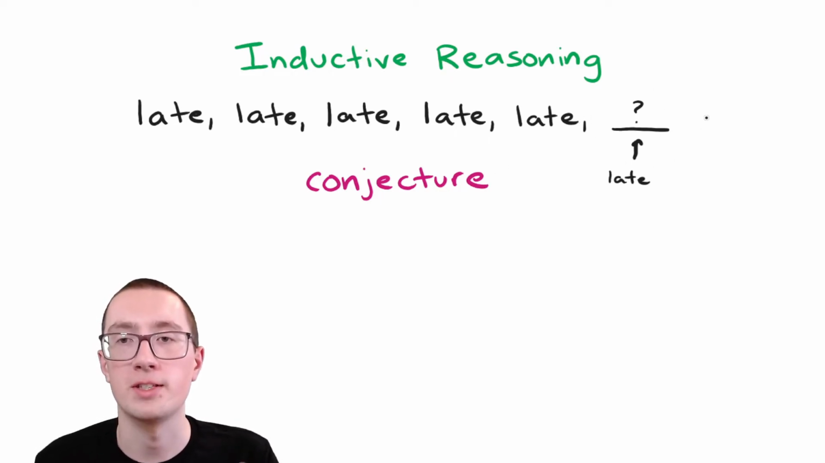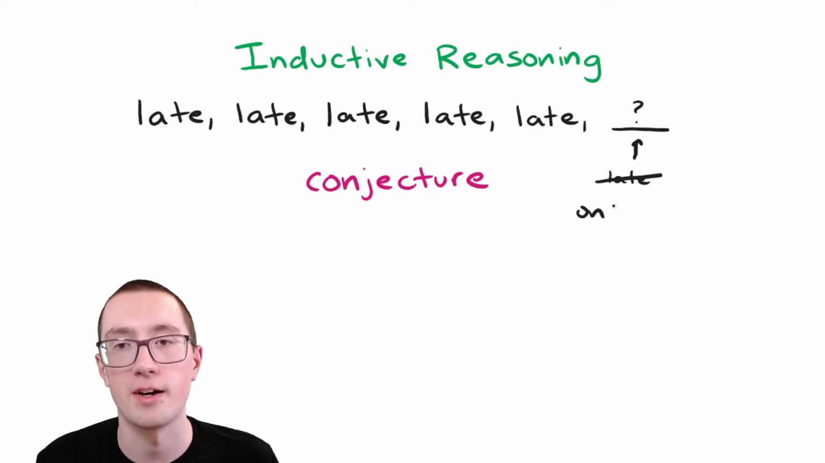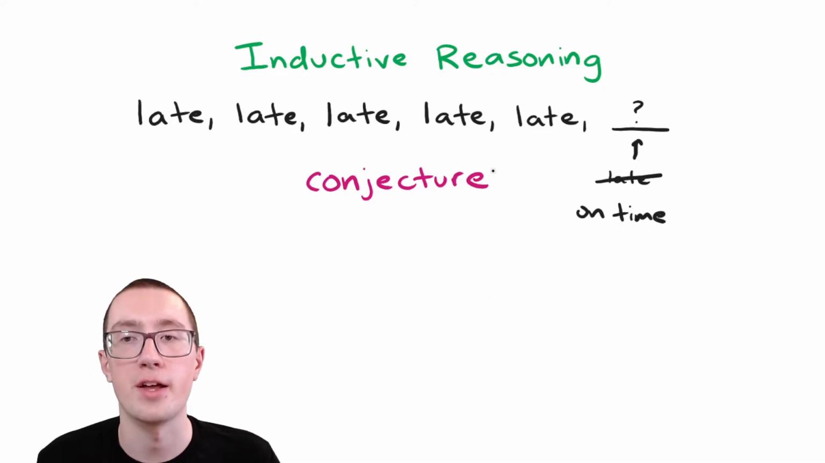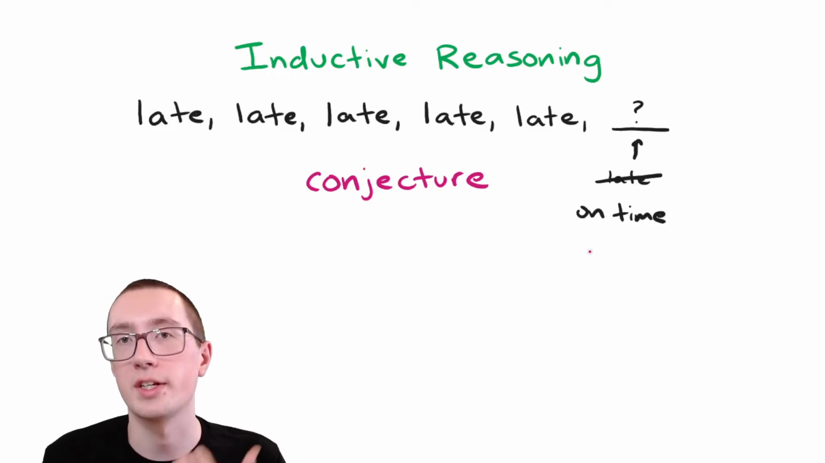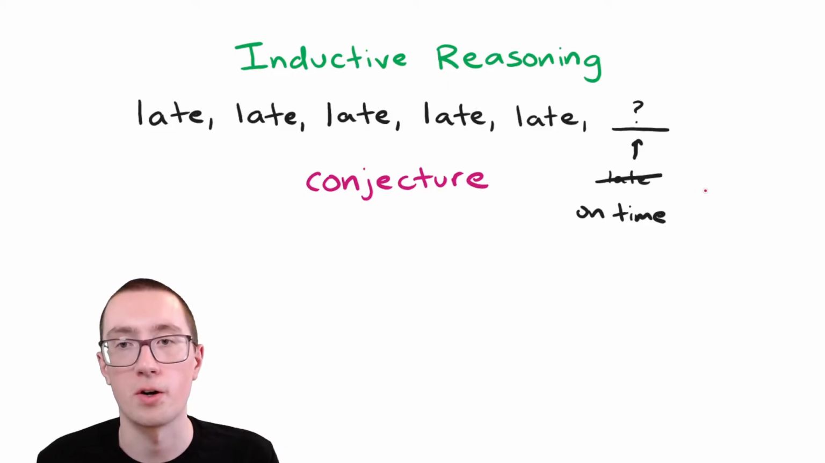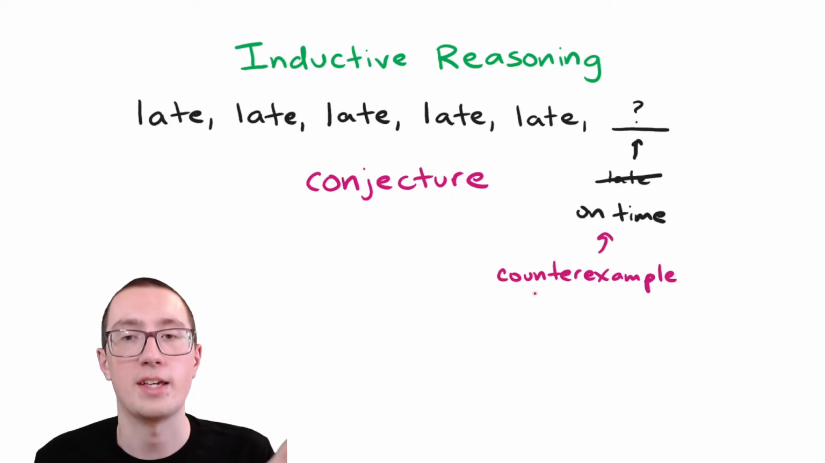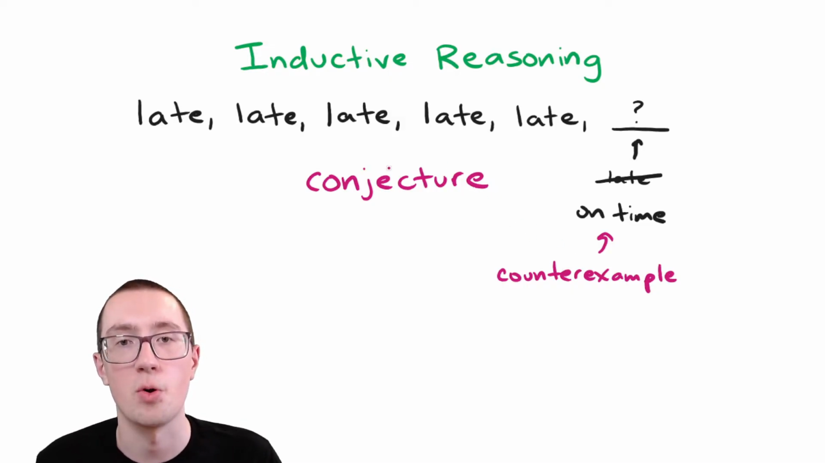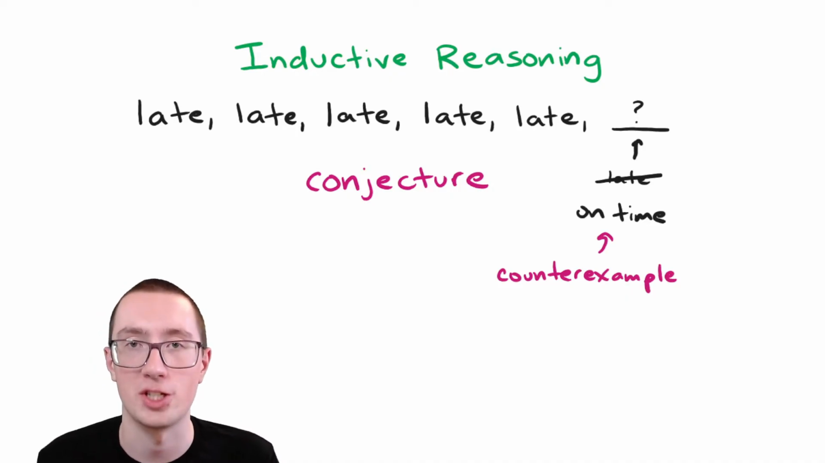Now, let's say that on the sixth day of class, this guy shocks the world and comes to class on time. He broke the pattern and therefore proved that the conjecture was wrong. Whenever we can come up with an example that disproves our conjecture, that's called a counterexample. It's an example that counters what we already said. So as long as you can come up with a counterexample, that's how you can disprove a conjecture. You can't prove a conjecture, but you can disprove one with a counterexample.